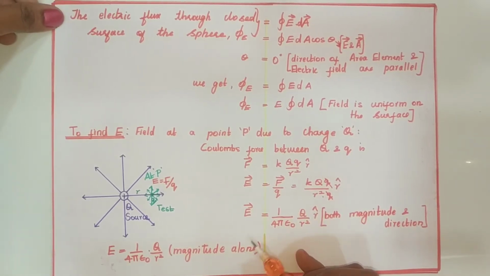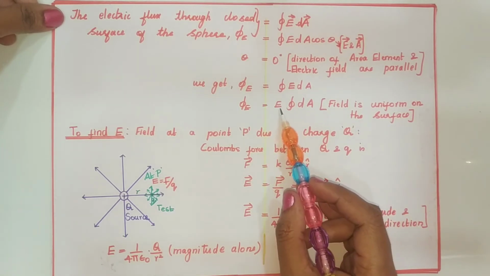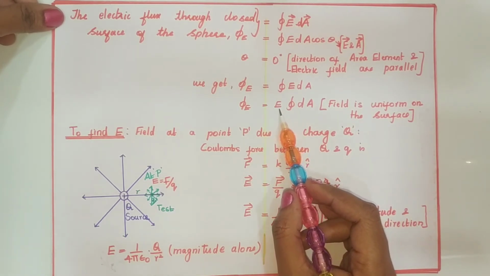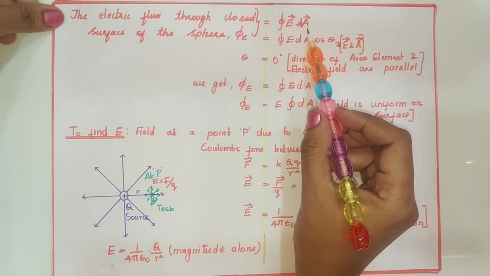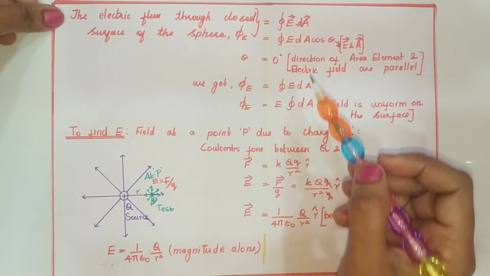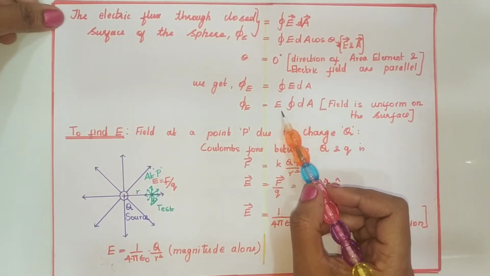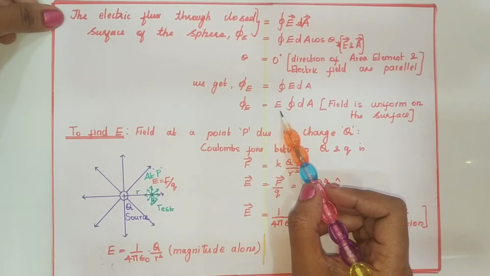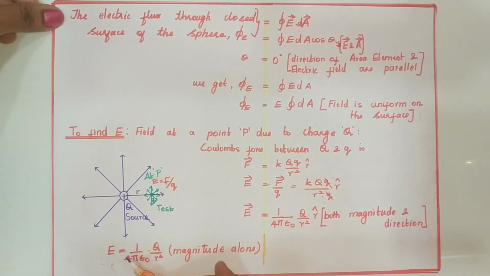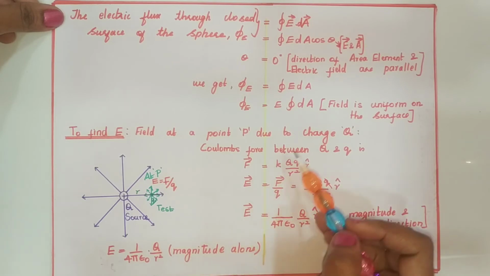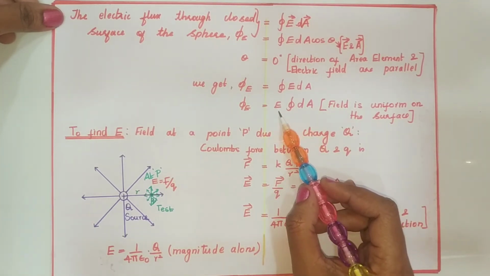Now for finding the electric flux phi E, we need the magnitude of the electric field alone, isn't it? Here there is no vector notation. We have changed the dot product of two vectors into a scalar. So we need only the magnitude. So I take the magnitude value alone. That is, I remove the vector notation and the R unit notation. So E is equal to 1 by 4 pi epsilon naught Q by R square. Now I got the expression for E.